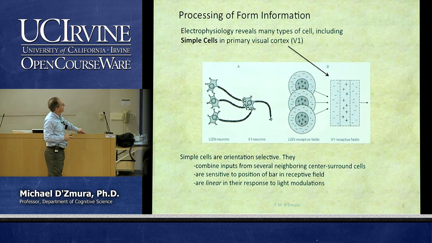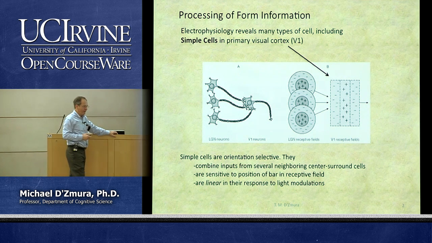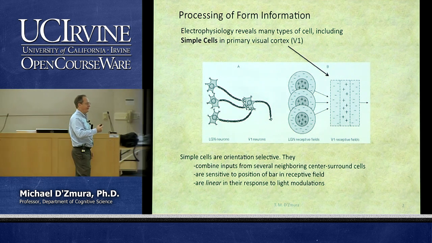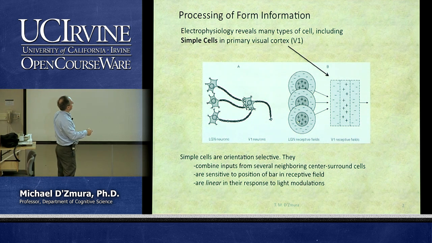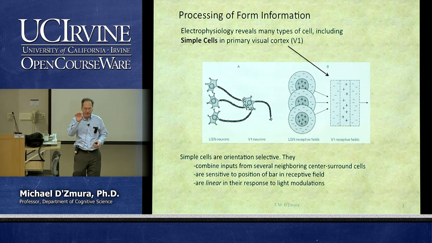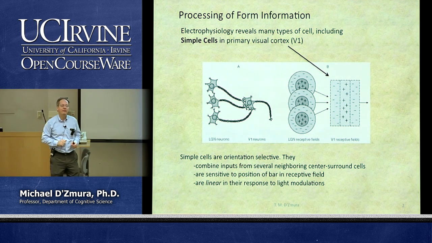And this is a receptive field, sort of a modeled receptive field of a simple cell responsive to a vertical bar of light. Now, you might ask, well, where does that property, that orientation selectivity come from? Well, we already know that there are center surround cells, and if you shine a light in the center, it might be excitatory. If you shine a light in the surround, it might be inhibitory.